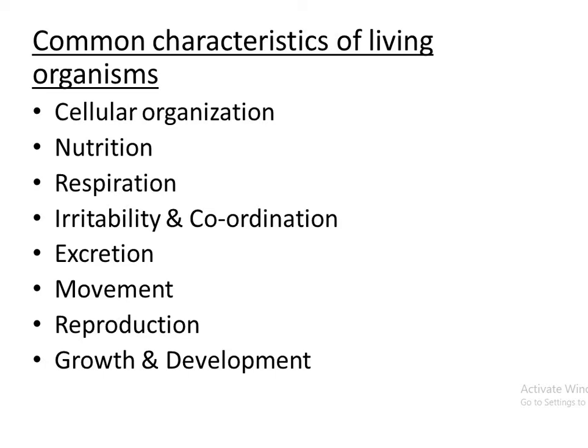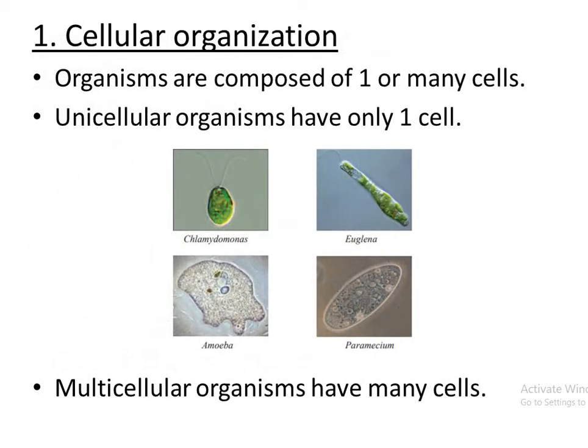First and foremost, in this lesson we must understand that all living organisms have certain characteristics: cellular organization, nutrition, respiration, irritability and coordination, excretion, movement, reproduction, growth and development. So these are the 8 common characteristics of all living organisms. And in this lesson we will be discussing each and every single one of these in a bit detailed manner. So first and foremost we are going to talk about cellular organization.